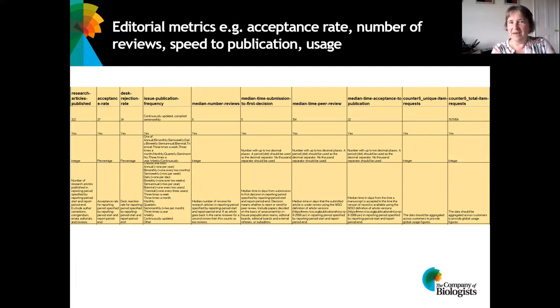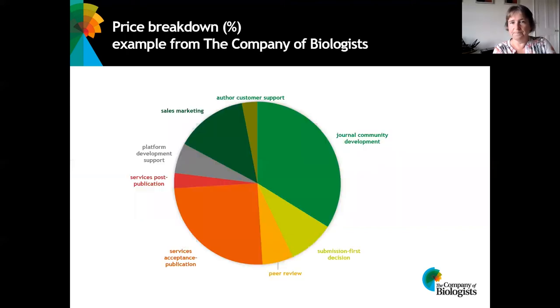So here's an example of that editorial metrics table. As I said, it's machine readable, so it doesn't look particularly pretty, but the table does include definitions of each of the measures and how you might want to go about reporting it. It includes standard measures such as acceptance rate, the number of reviews that an average article will receive, speed to publication, and standard counter reports for usage. So those are probably the sorts of measures that you're recording on your journals anyway.